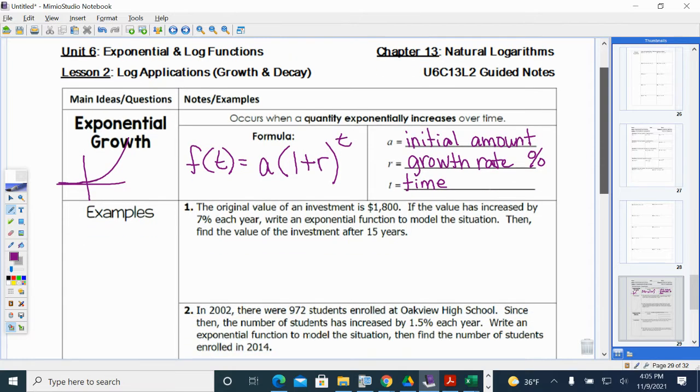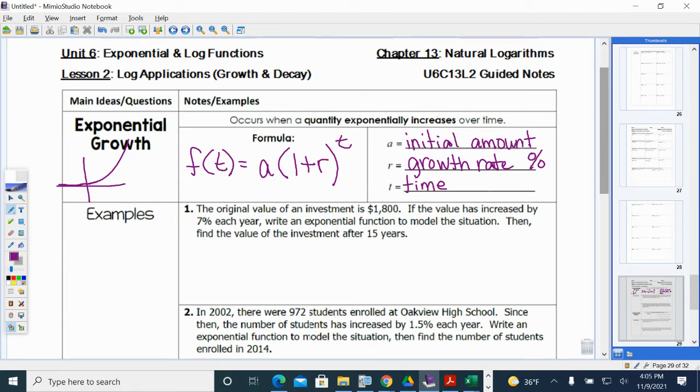So let's look at this first example. Example number 1 says the original value of an investment is $1,800. If the value has increased by 7% each year, write an exponential function to model the situation. Then find the value of the investment after 15 years.